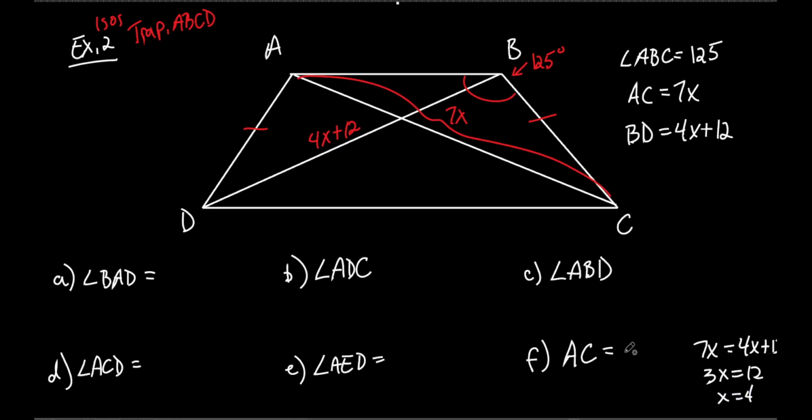Do I put 4 right there? No, I got to find AC. Very good. It's 7 times x. All right, so this is 7 times 4, which is 28. All right, so that's 1 down. Now I got 5 more to do. They all have to do with the angles, though. Since I'm done with that, let's just get rid of all this mess. Just kind of gets in the way, doesn't it?